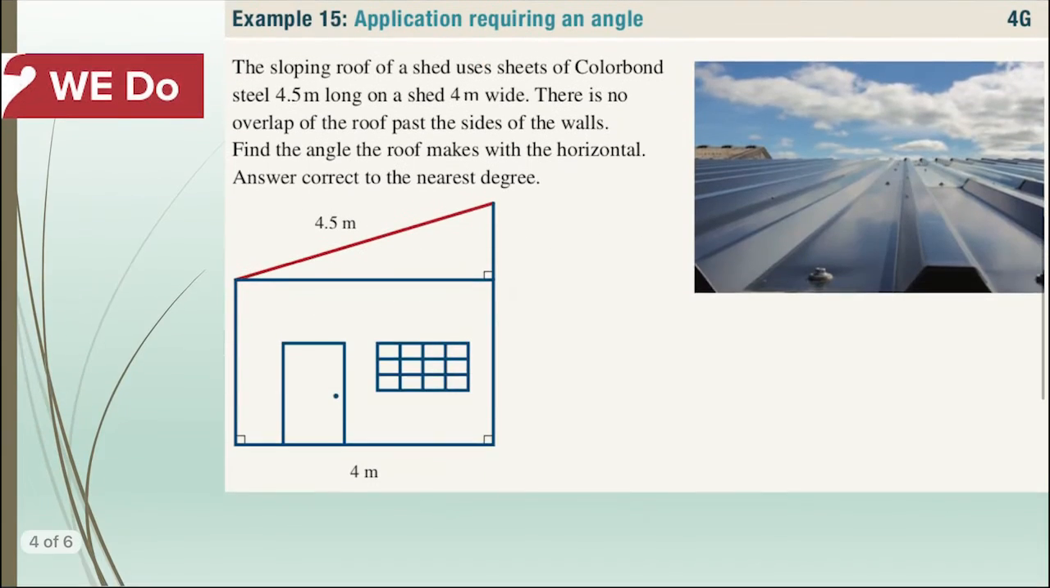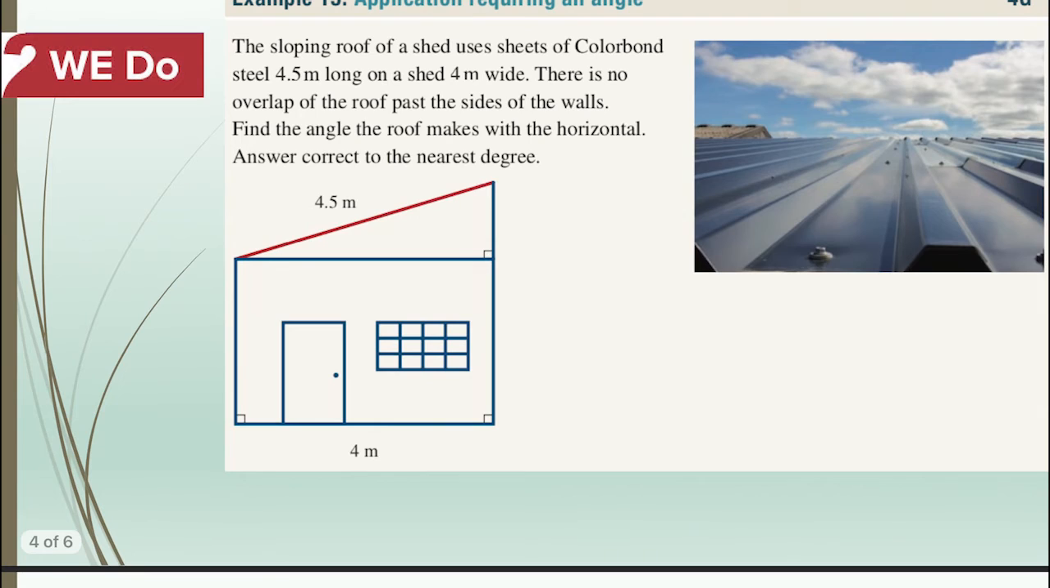All right, let's think of a situation now where we need to find the angle. We have this set up as shown in the picture. There is sheets of colorbond steel on a sloping roof, 4.5 meters long. The shed itself is 4 meters wide. There's no overlap on the roof past the sides of the walls. Find the angle the roof makes with the horizontal. So we're looking for this angle right here.